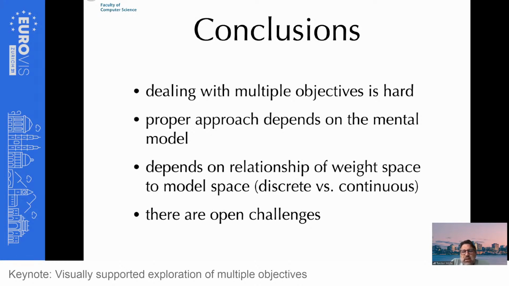Hopefully, I could have you appreciate that dealing with multiple objectives in general is hard, but it's also an interesting problem. And I'm arguing specifically here that a proper approach to understand the space of multiple objectives very much depends on your mental model. I have suggested here to go along the lines of discrete versus continuous. Do you have a discrete weight space or a continuous weight space, or a discrete model space or a continuous model space? That impacts a lot how you look at this optimization problem. And I also hopefully communicated there are some really interesting challenges.